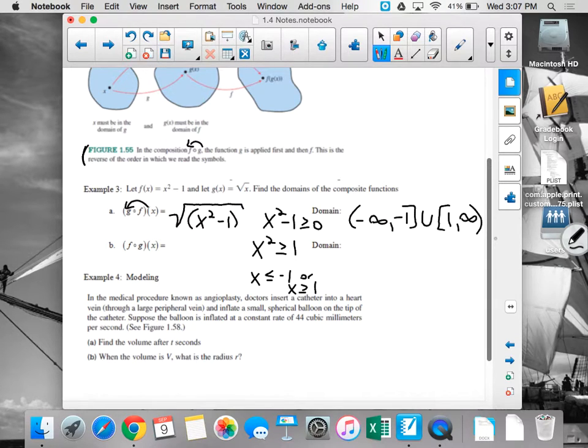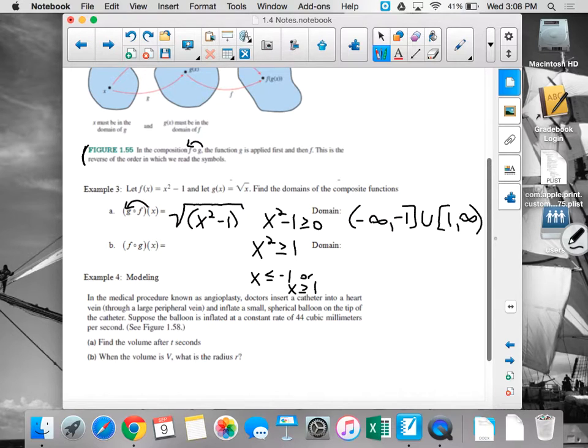If you want, you could graph this, but I am going to let you know that it's not as simple as just graphing the square root function of the composite. You actually have to consider both of them. So on the graphing calculator, it's a little tricky, and I will show you that in class.